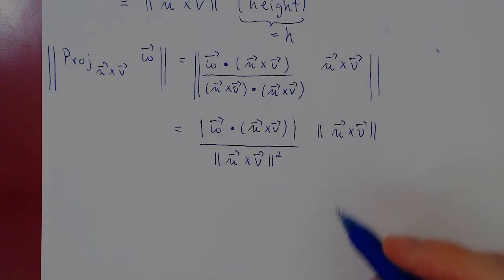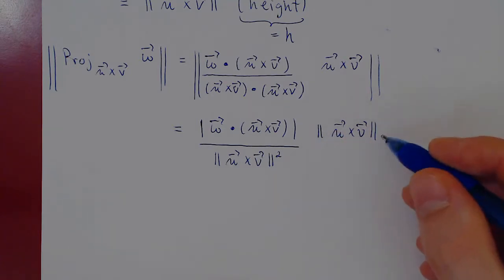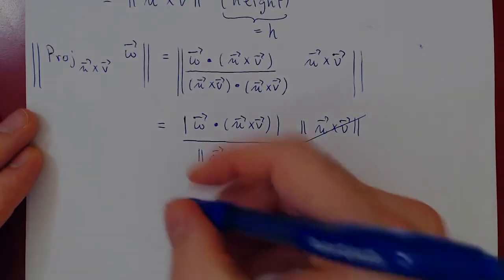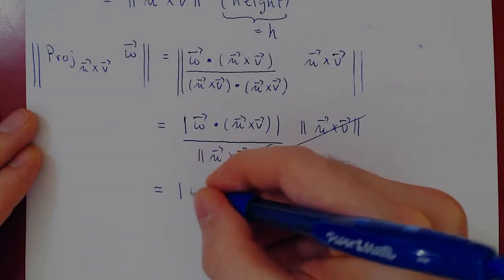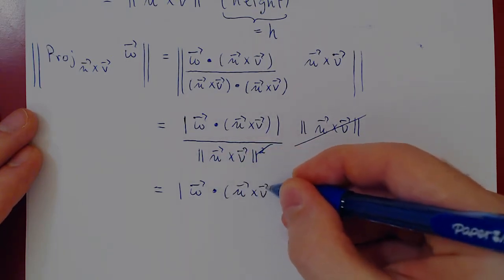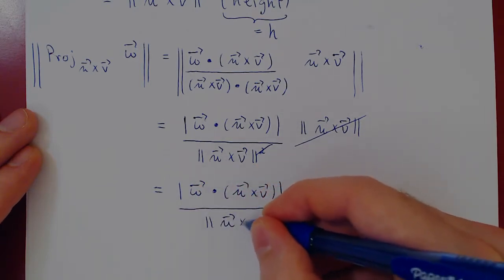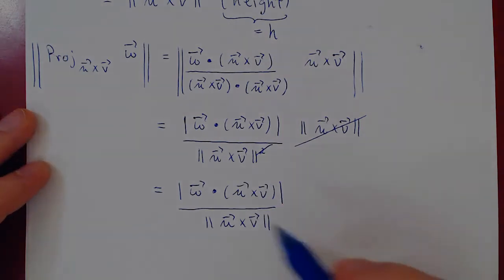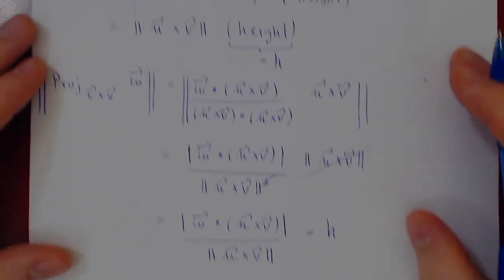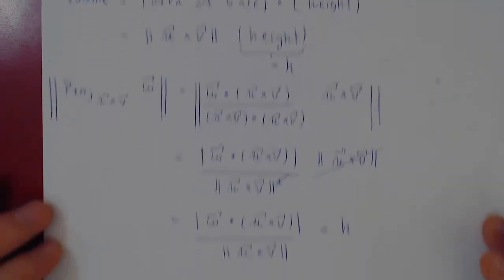Well, we can simplify it. We have the norm of u cross v on top over the norm of u cross v squared. You can cancel one of them, so cancel this with this one, and you're left with something quite simple. We are left with the absolute value of w dotted with u cross v divided by the norm of u cross v. That is the length of the projection, which we agreed was the height of our solid. And now we can replace. The volume was this times the height, and let's see what comes out now.